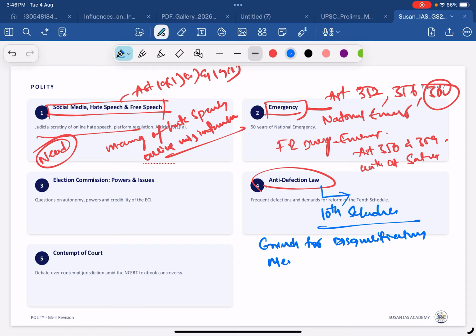Merger exceptions. Likewise, the merger exception, like AAP MLAs have been merged with BJP. So you should know how much merger is accepted: whether a 1/3 merger is accepted or a 2/3 merger is accepted, right?